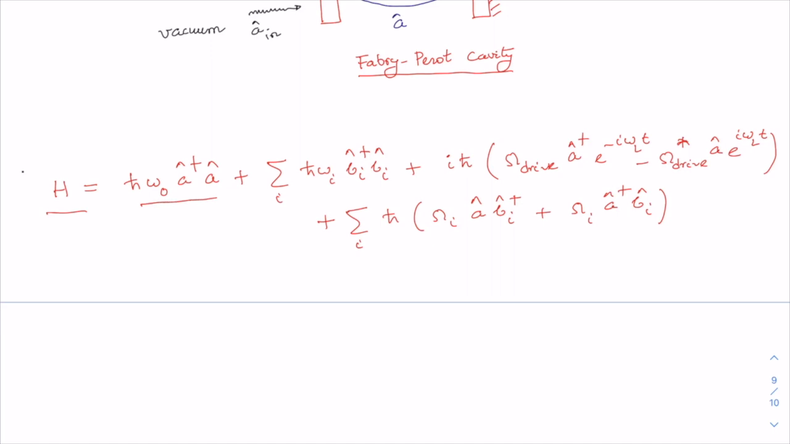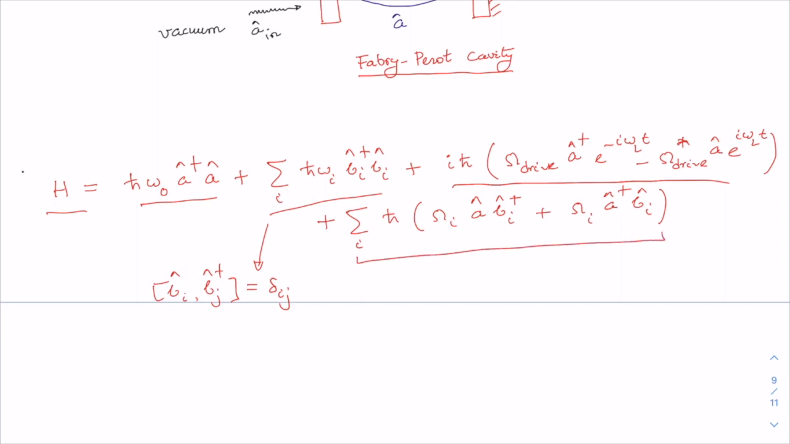The second term describes the energy of the Bath oscillator modeled as a collection of independent electromagnetic oscillators, with the constraint that this commutation relation has to be obeyed, that is the commutation between say Bi, Bj dagger should be equal to delta Ij. And the third term describes the laser driving the cavity externally. The fourth and the final term refers to the system Bath coupling.